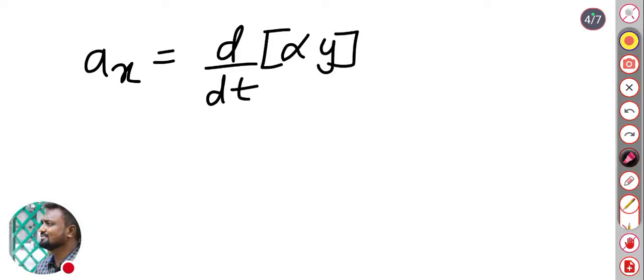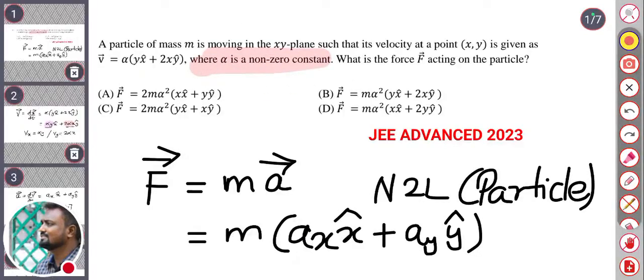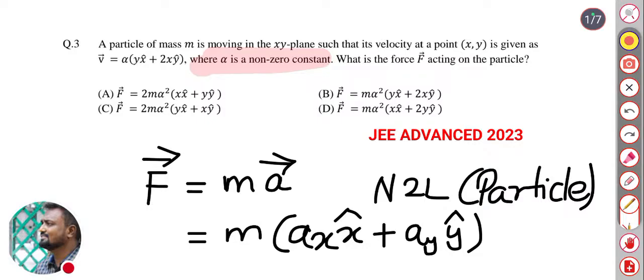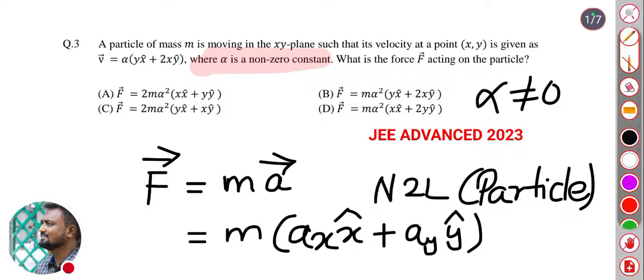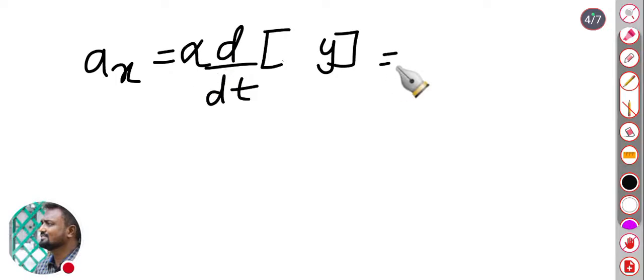It's very clear in the question: alpha is a non-zero constant. It's not a zero value, not a zero constant. Alpha is not equal to zero and it's a constant. So what can we do now? We can take the alpha outside of the differentiation. So now we are left with dy by dt.